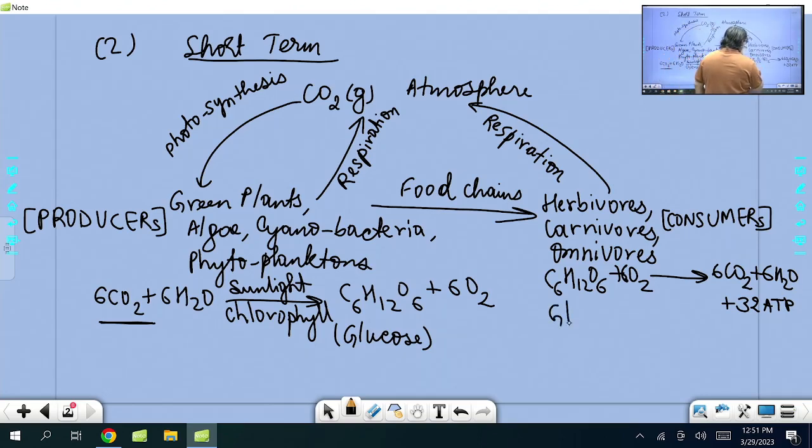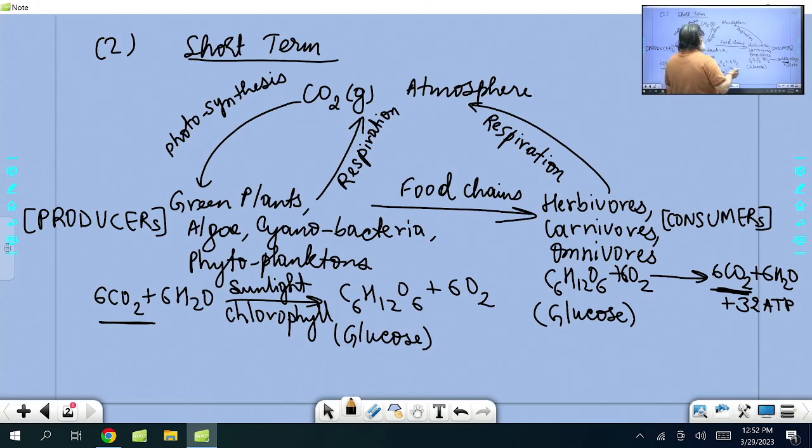Now what comes here? This glucose, taken as food, gets broken down and releases carbon dioxide, CO2, which goes to the atmosphere, back to the atmosphere. This is short term, which continuously occurs, continuously takes place. ये लगातार होता रहता है, right?